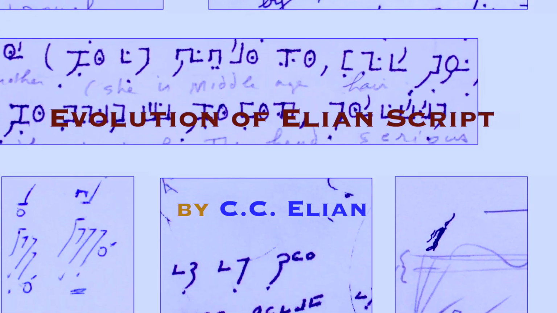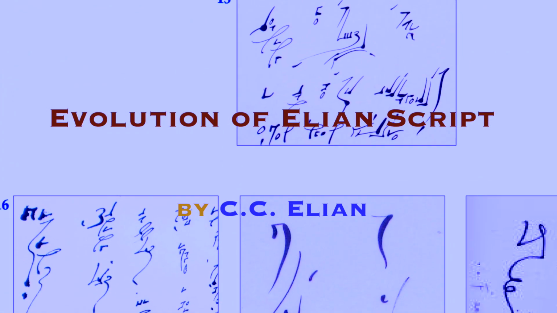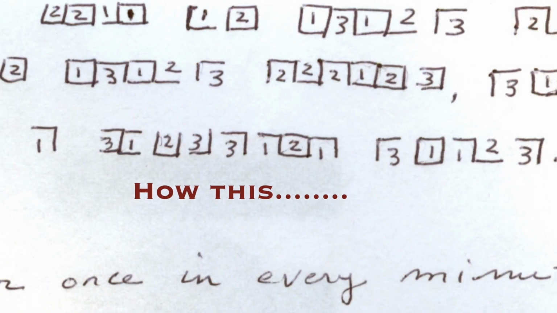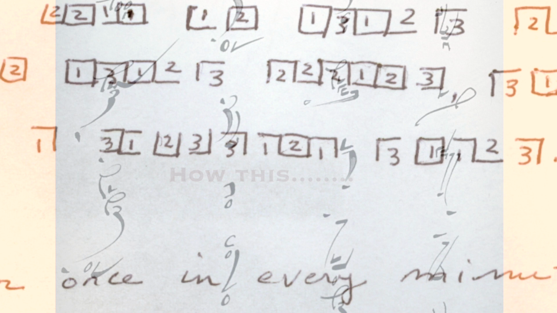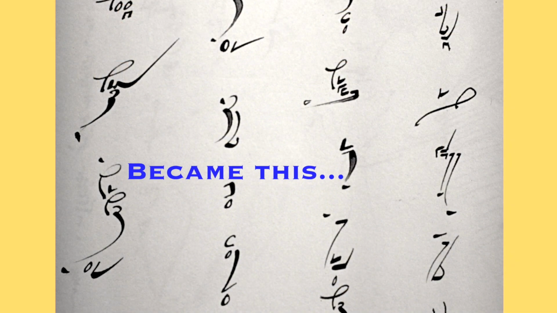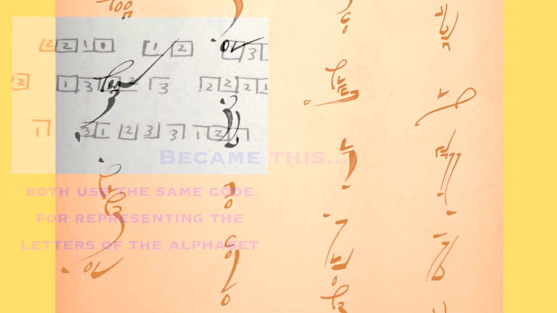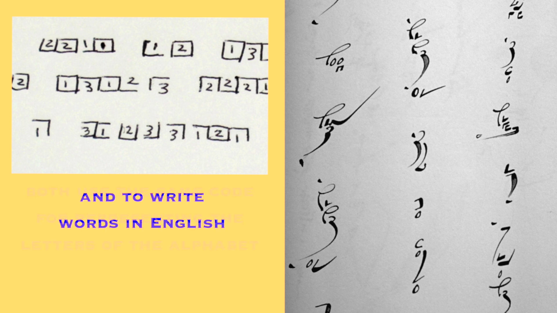Evolution of Elian Script by C.C. Elian. How this became this. Both use the same code for representing the letters of the alphabet and to write words in English.